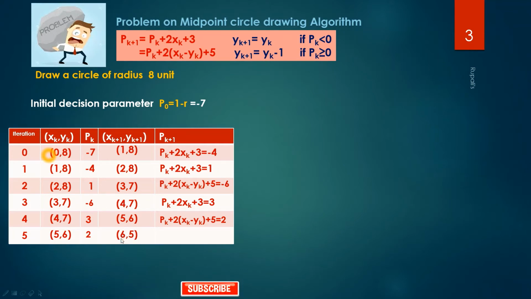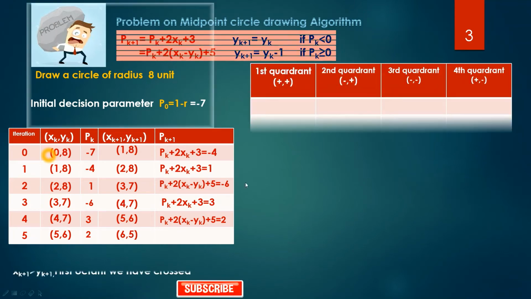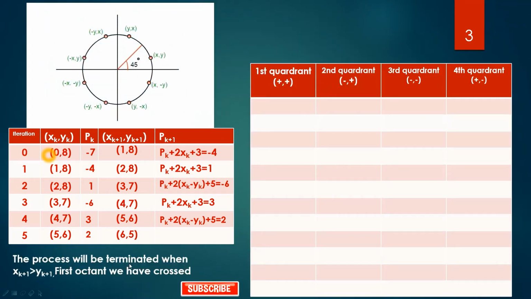See, the value of x is greater than the value of y, and the process will be terminated when the value of xk plus 1 is greater than yk plus 1. Because here we start from 0 to r, means x value is 0, y value is r, and we stop after the first octant. Here, see my cursor, the value of x and y is the same. Here we increase the value of x, we decrease the value of y.